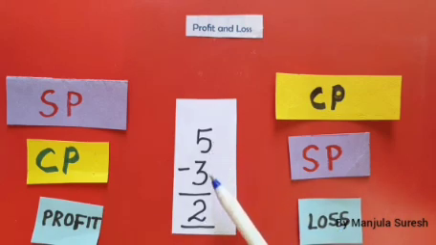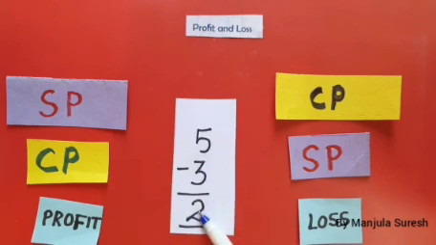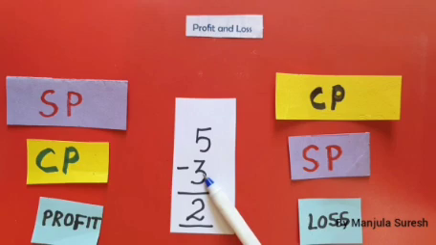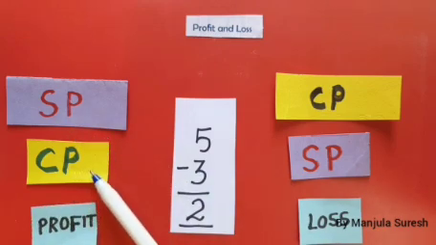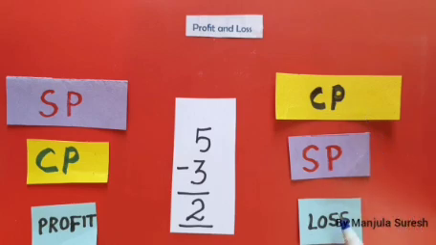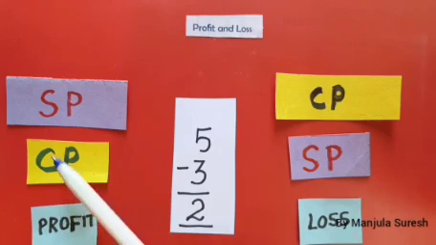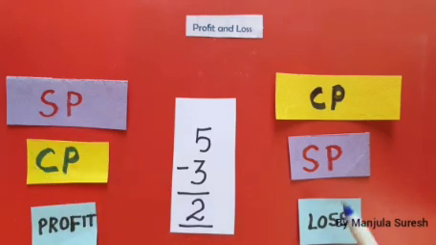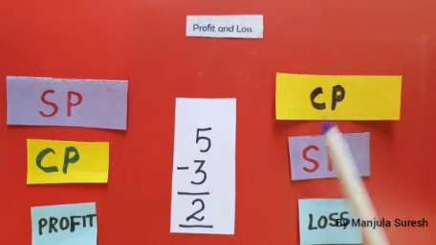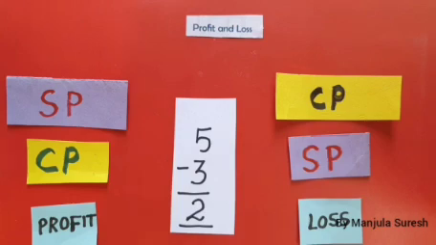Now in this subtraction, you can see that 5 minus 3 is 2, as well as 5 minus 2 gives you 3. Isn't it? Same way, SP minus profit is same as CP, or CP minus loss will give you SP. What is 2 plus 3? 5. Same way, profit plus CP is SP and loss plus selling price will give you cost price. These are the extra relations you are going to learn in the next exercise.